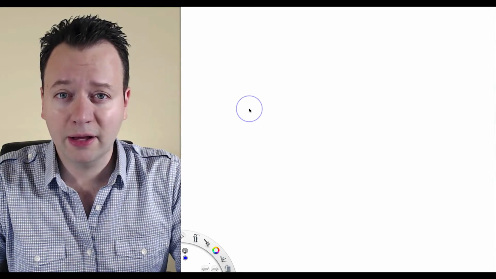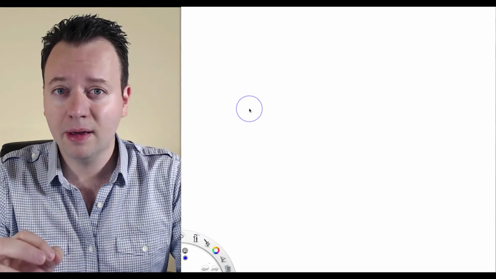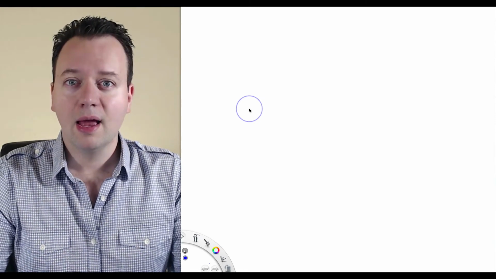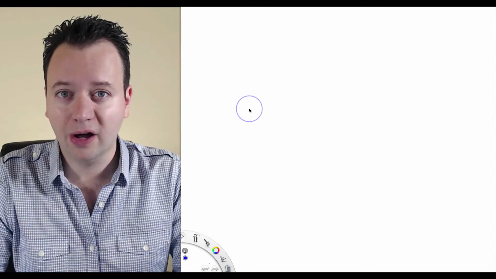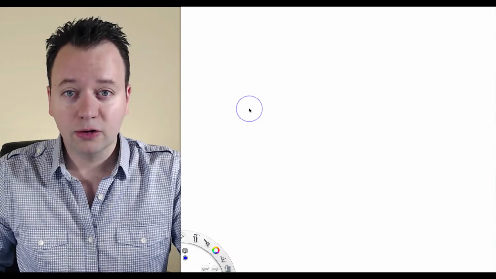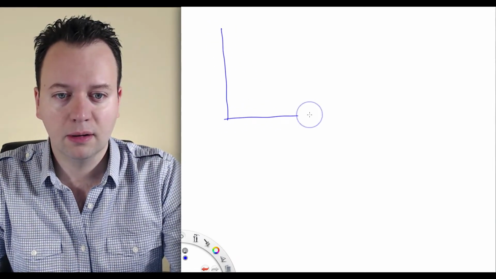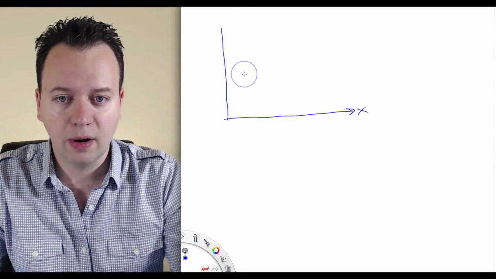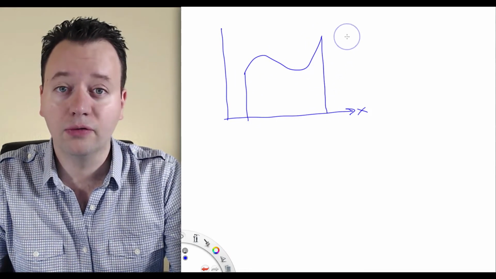Next, we take a look at two specific types of Riemann sums, a left-hand Riemann sum and a right-hand Riemann sum. Now the difference is basically a matter of where you choose your point on each subinterval to approximate the height of the function. So recall that a Riemann sum is basically a method for computing or estimating the area under the curve of the graph of a function.